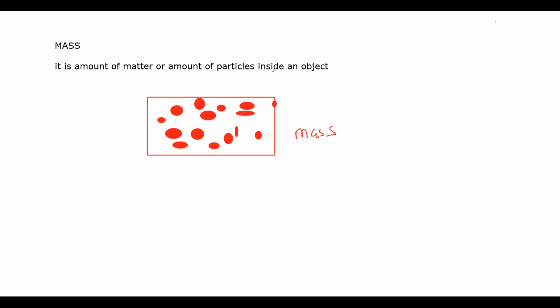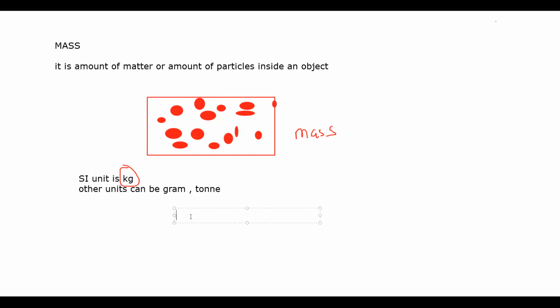So the amount of matter or amount of particles inside an object is called the mass. The SI unit of mass is kilogram, kg, and other units can be gram or tons. But the standard SI, or System International, unit of mass is kg or kilogram.